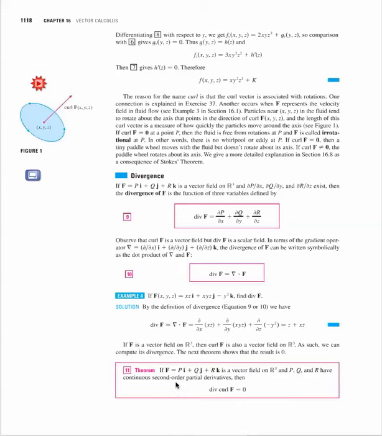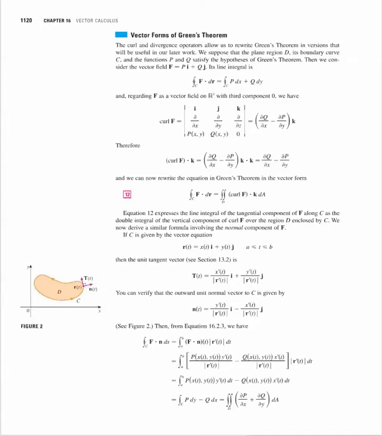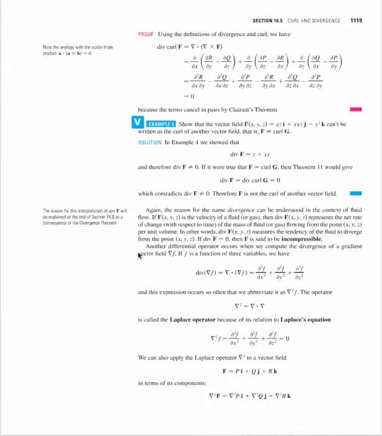Theorem 11 says that the div of the curl of a vector field is 0. So curl of a gradient is 0, div of the curl is 0. And that's fairly interesting. Example 5 shows working with that theorem. And then we get into the idea of what divergence means. And again, I'll talk about that in class, but you can read this here. I would not pay a heck of a lot of attention to this Laplace operator stuff at the bottom of page 1119.